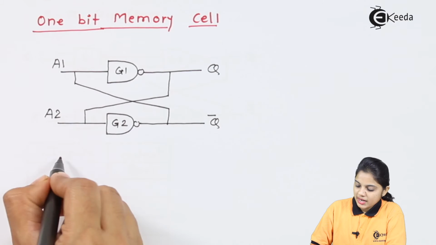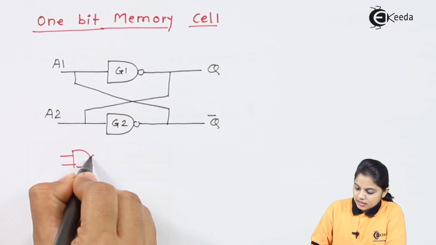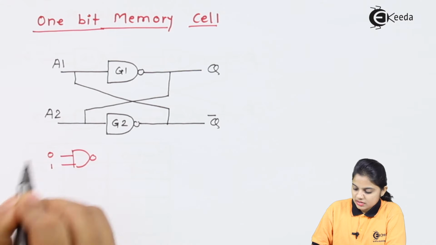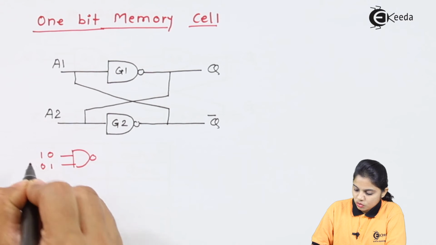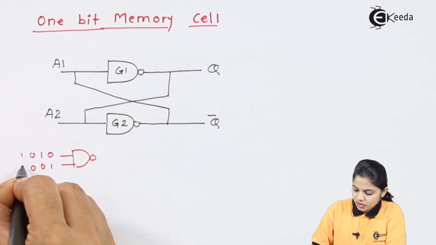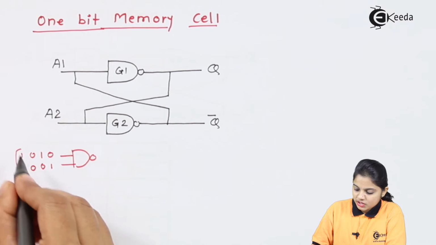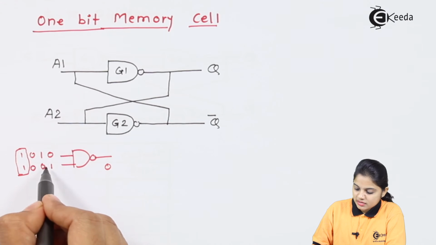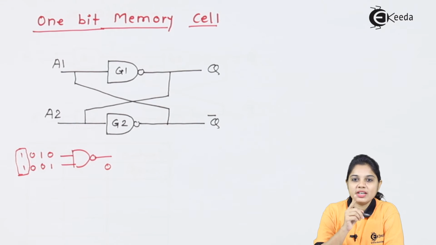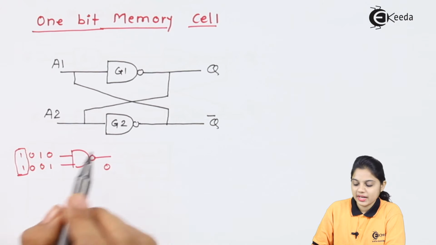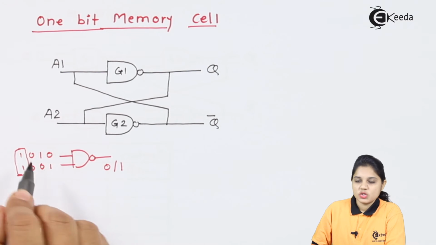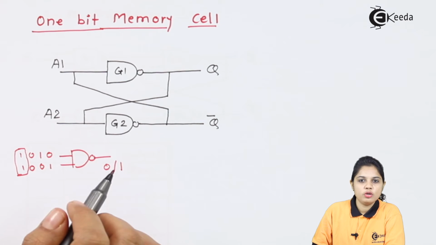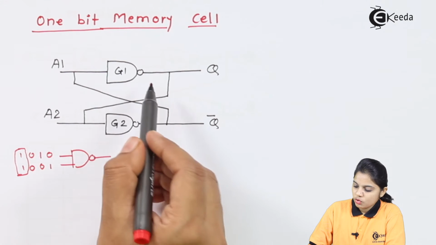We all know that for a NAND gate, suppose the inputs are 0 1, or 1 0, or 0 0, or 1 1. For only the 1 1 condition, the output will be 0. Otherwise, if at least one input remains 0, then the output of a NAND gate will become 1. So that is how a NAND gate works. We have seen the truth table of a NAND gate, so you all know how it works. So let's see what will happen here.